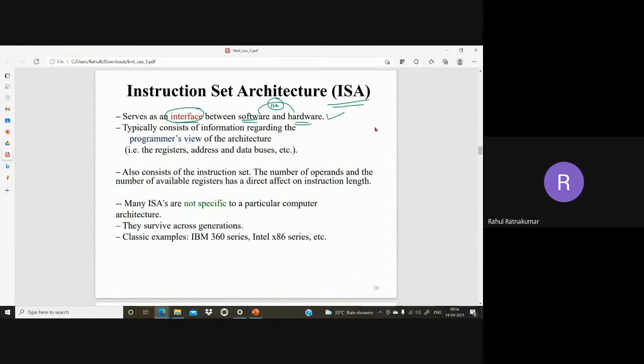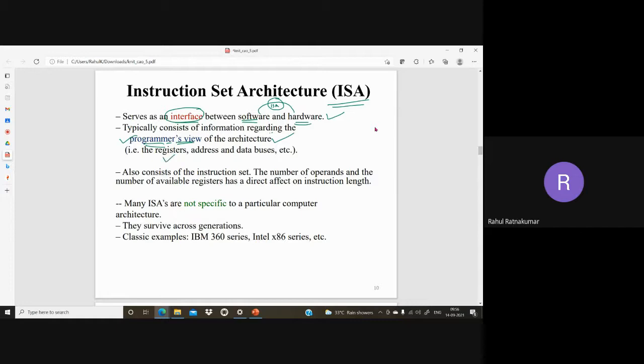Okay, so the ISA consists of information regarding the programmer's view of the architecture, right? Ultimately, the hardware has to be utilized to solve our problems, so we have to program it. A set of instructions which can execute and solve a problem, like the algorithm and flowchart we already discussed, has to be written. The person who is writing the program is called the programmer, and he should know the architecture. Based on the architecture, he is going to program. That is called assembly language we are talking about.